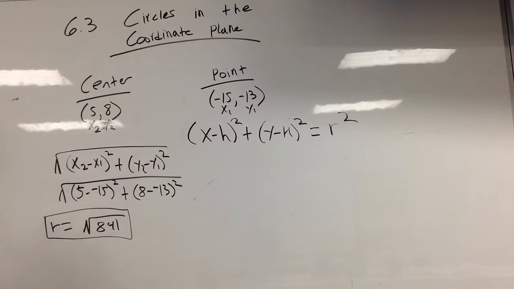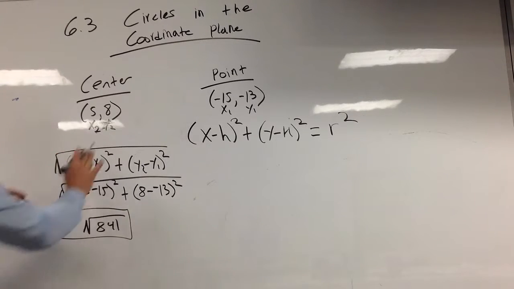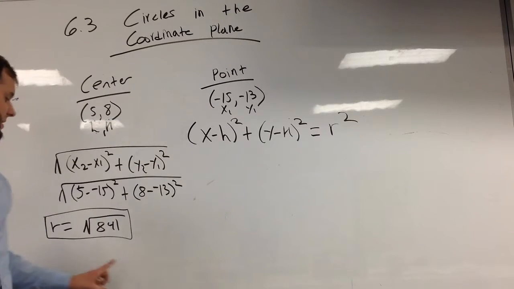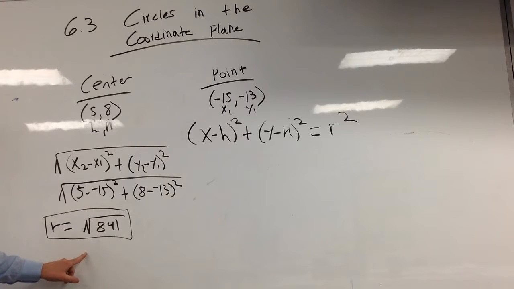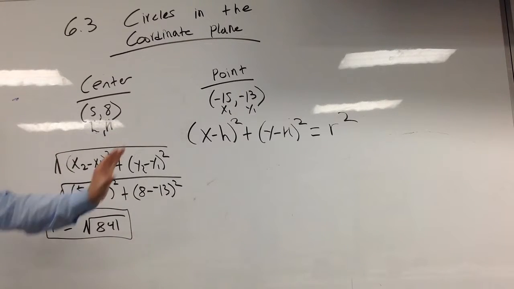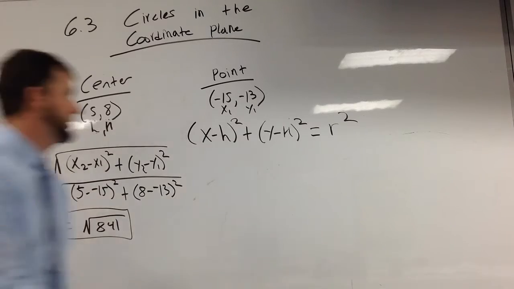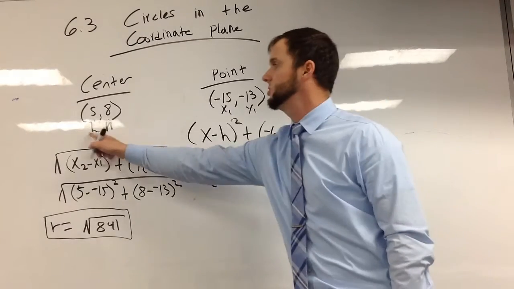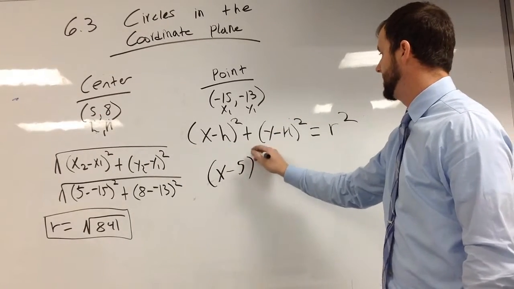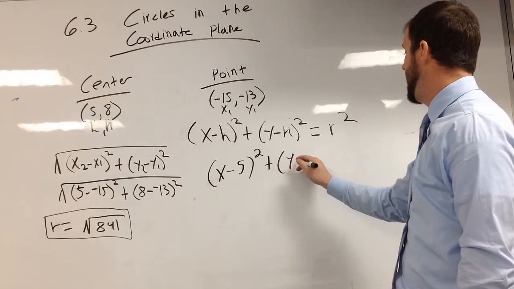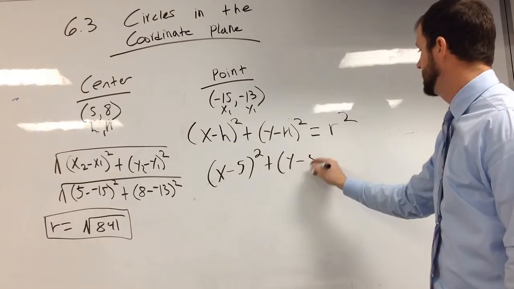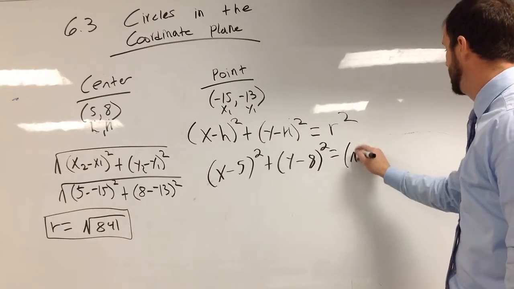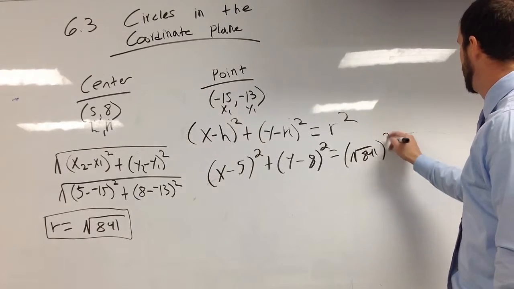Okay? So now that I have the center of my circle, which is also known as h and k, and I need the radius, which is square root of 841. So all I got to do is plug those 2 things in, and it would give me the standard form of my equation. So let's go ahead and do that. So right now, I'm going to do x minus h, which is 5. I'm going to square that, plus y minus k, which is 8. And I'm going to square that. And then the radius, which is the square root of 841, and I'm going to square that.